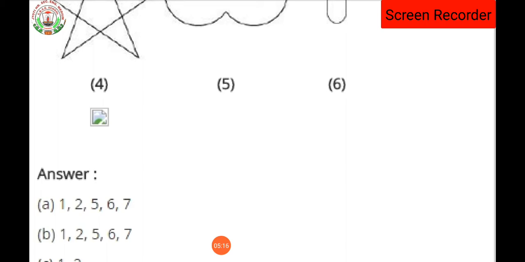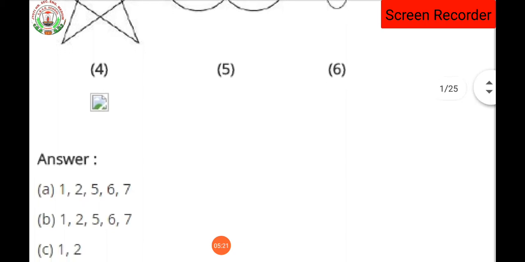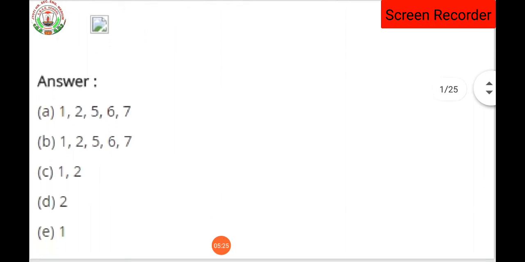It is a simple curve. Second is also a simple curve. Sixth and seventh are also curves. So here the answer is given on the screen. Okay, then the second one, it is said that simple closed curve.